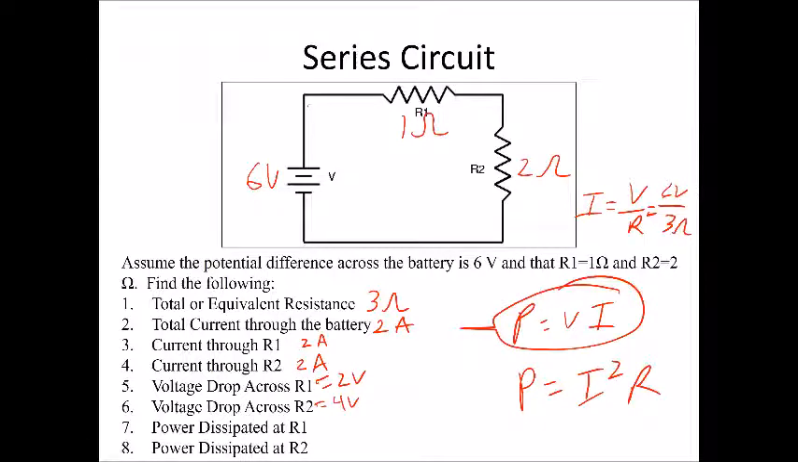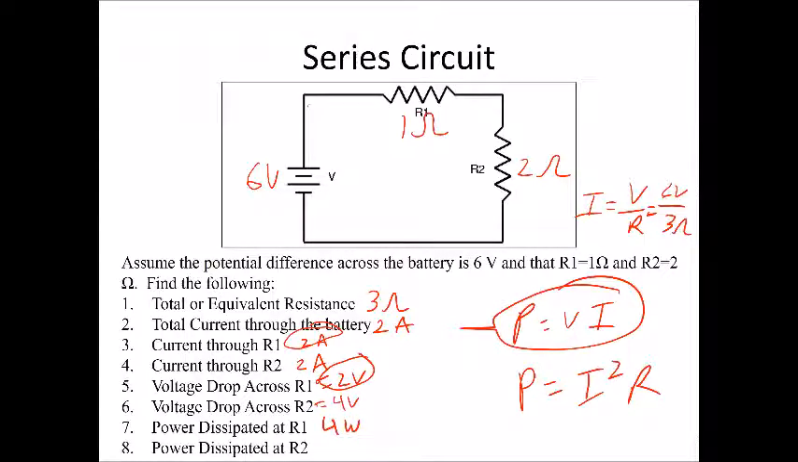So at resistor 1, we have a voltage of 2 volts. So V is going to be 2 volts. At resistor 1, we have a current of 2 amps. So 2 amps times 2 volts gives us power, and it's going to be 4. Power is measured in watts, so 4 watts.